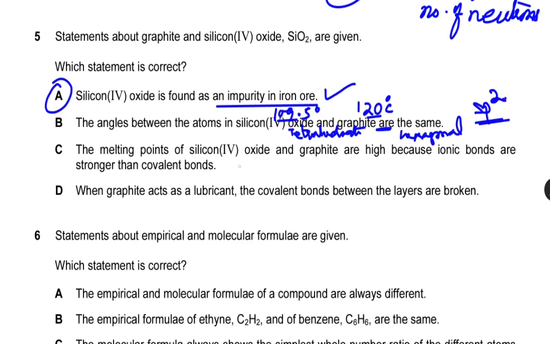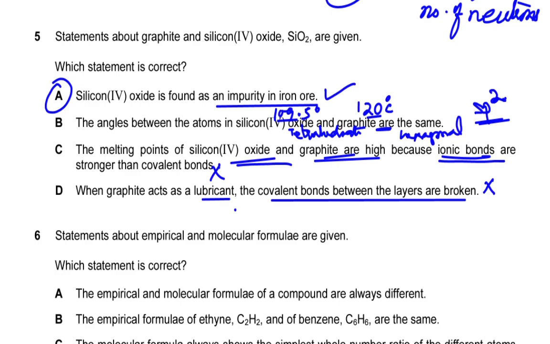The melting points of silicon 4 oxide and graphite are high because ionic bonds are stronger than covalent bonds. No, this one is wrong. Both of these compounds are covalent. When graphite acts as a lubricant, the covalent bonds between the layers are broken. No. Because of the presence of weak van der Waals forces, the layers of graphite slide over each other. That's why it acts as a lubricant. So these options are wrong.